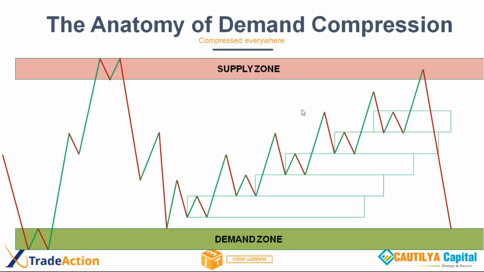There is a question: if there is a series of FTRs, does that equal compression? No, it's not like that. If there is a series of zones kissing each other, touching each other, that is compression. In simple words, if you can mark multiple zones, each zone kissing and touching the other, if the zones are testing each other, that is done.